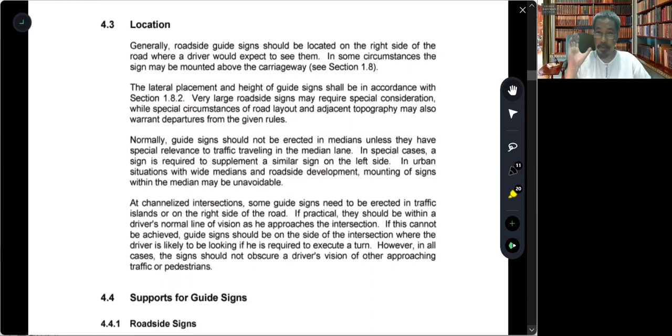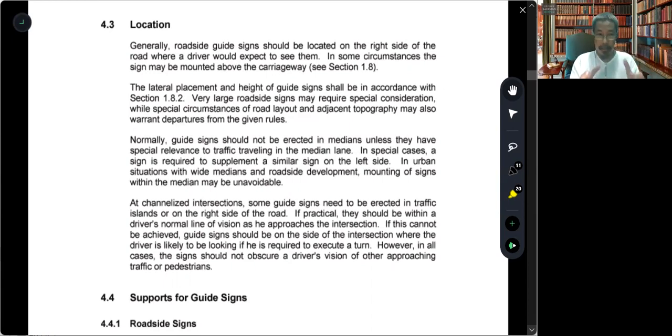So these lanes are going out, these approaching lanes going in. So there is a division to divide this purpose of the road. At a channelized intersection, some guide signs need to be erected in the traffic island. Traffic island is also used.